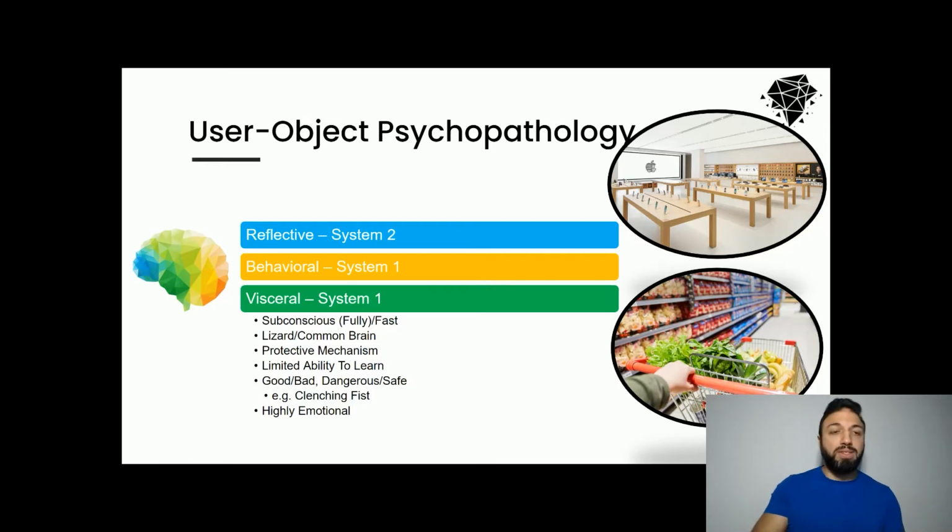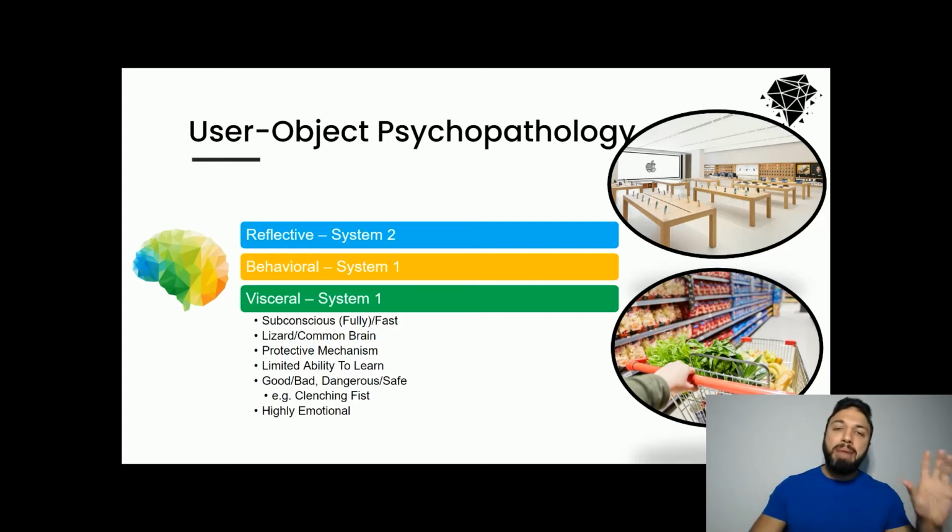Again, system one, the visceral system, is about perceiving, and it's very fast to judge: either good or bad, safe or unsafe. It's fast, but very limited in what it can learn, and it's highly emotional. So if you think about it, as a designer, it is part of your mission to keep that system happy.